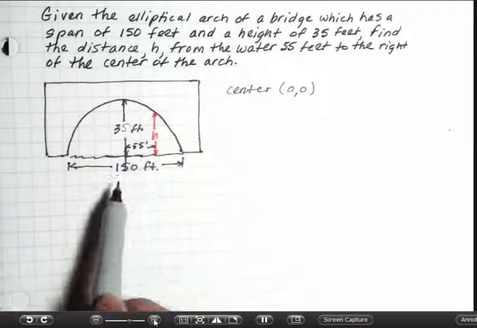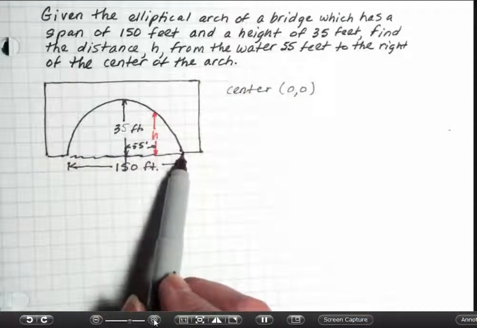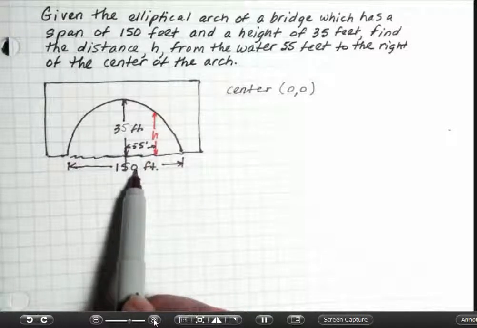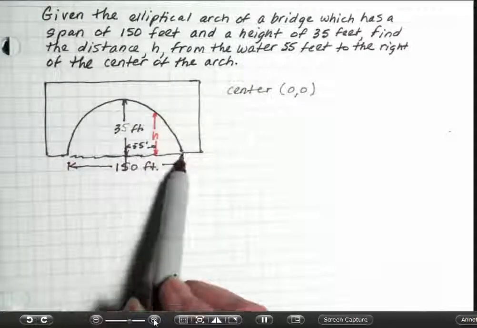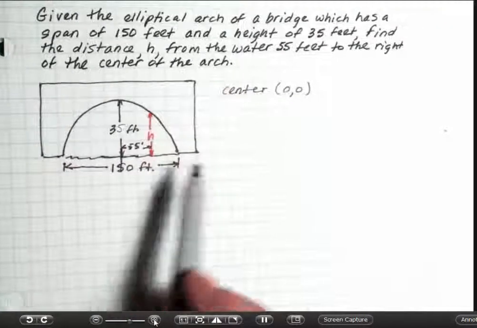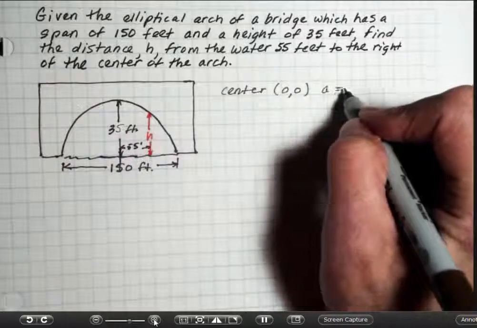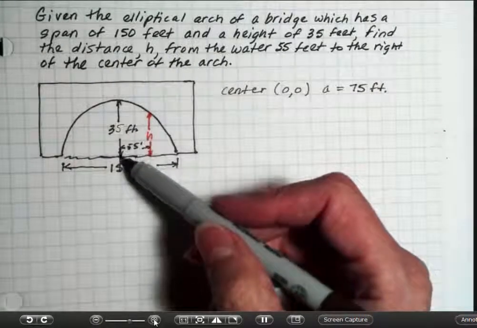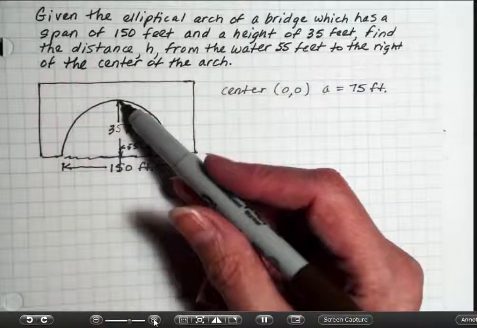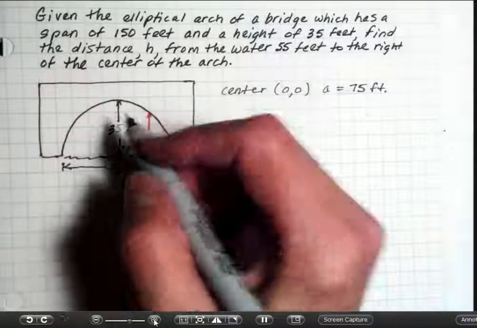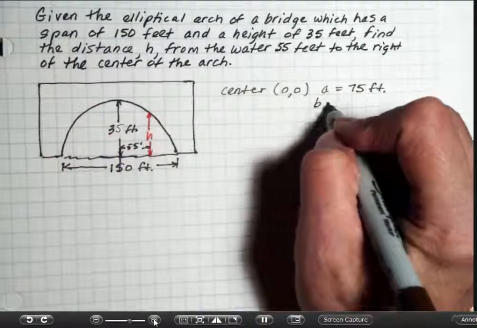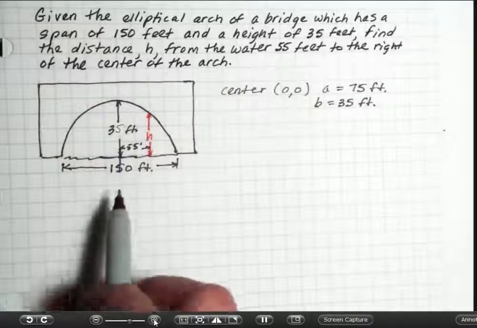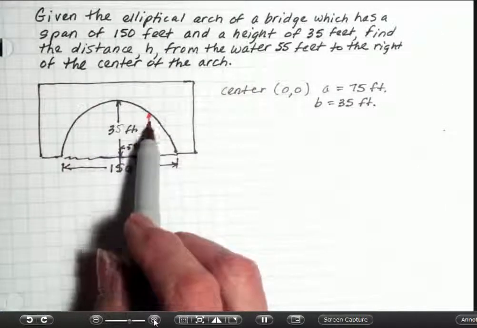From the center to one of the points on the ellipse is going to be half the distance of 150 feet. So half of 150 feet is 75 feet. So my a is going to be 75 feet. My b is going to be the distance from the center to the top of the ellipse, so my b is going to be 35 feet. So first I'm going to come up with an equation of my ellipse, and then I'm going to try to figure out what the height is.